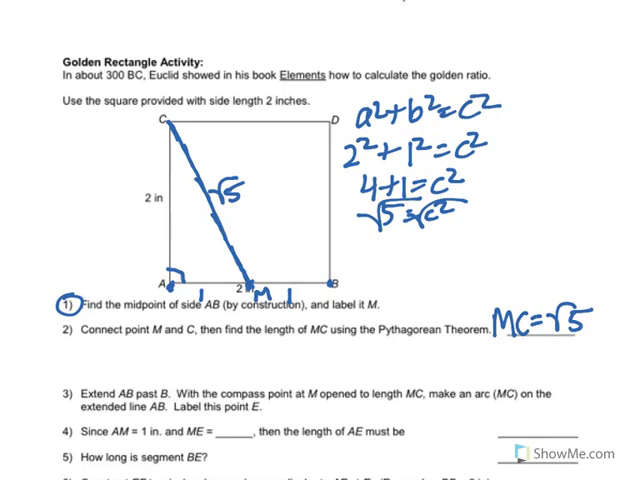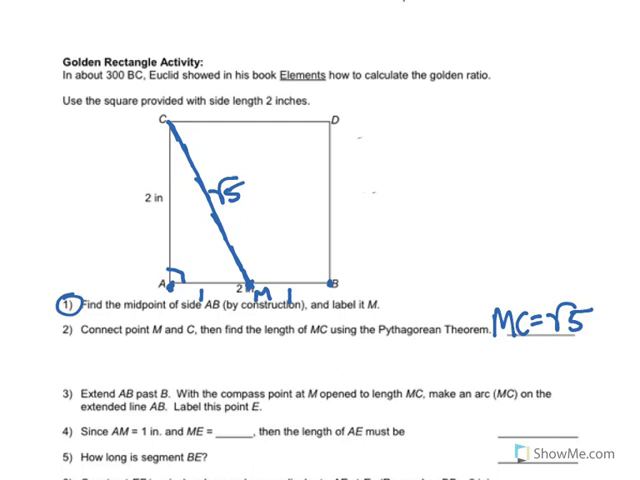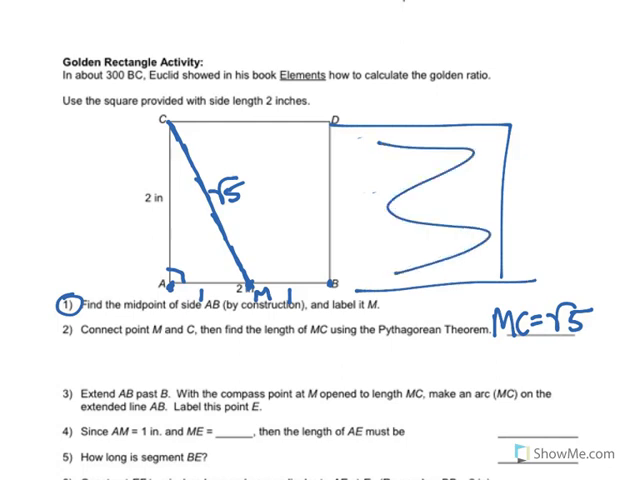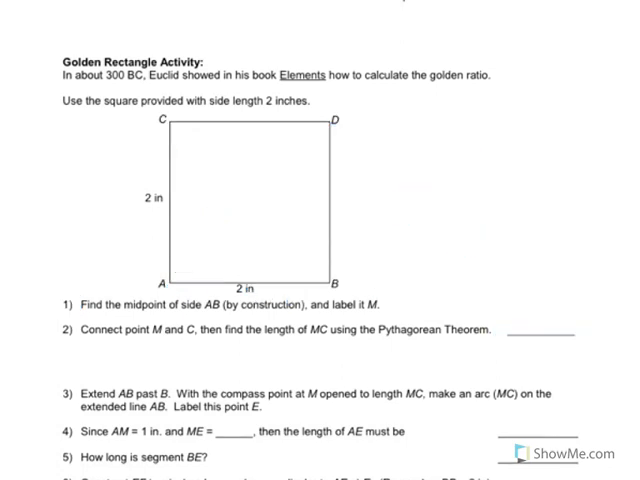Okay, now this is where things are going to get a little tricky. And I probably did you wrong by doing all that math right here, because we're going to use this space to do some construction. So we have our square. It says extend, for number 3, extend AB past B. So you're going to need your straight edge and line it up with AB and then draw it out this way.